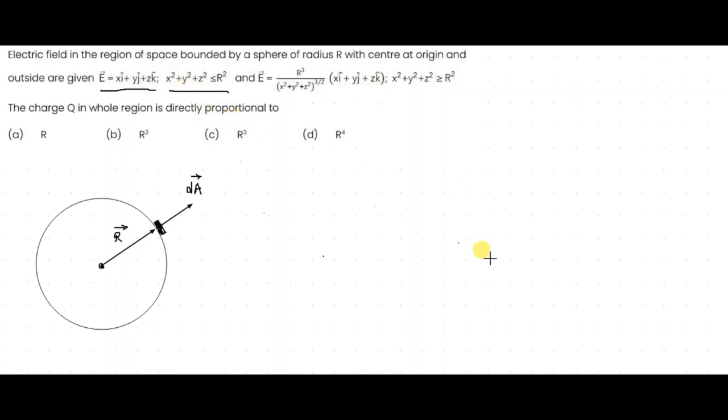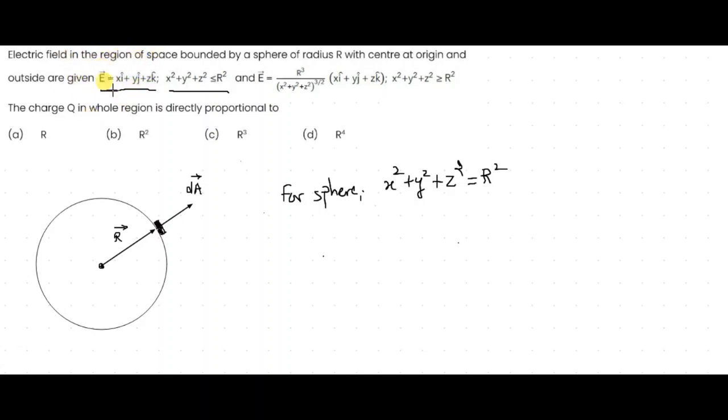r square. Now before I proceed, I would say that for a sphere, the equation of a sphere is x square plus y square plus z square equal to r square. This mathematical equation represents a sphere of radius r. So if it says that x square plus y square plus z square is less than r square, then this electric field is within the sphere.